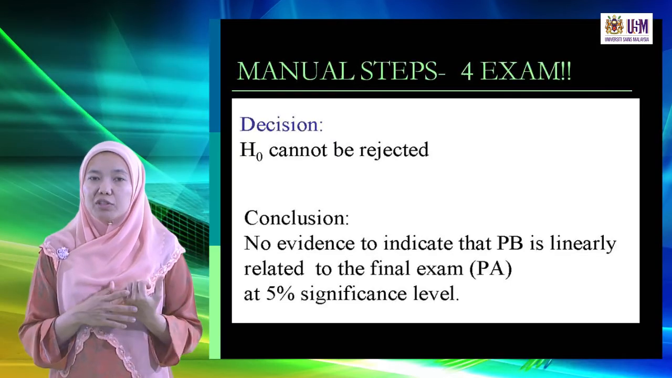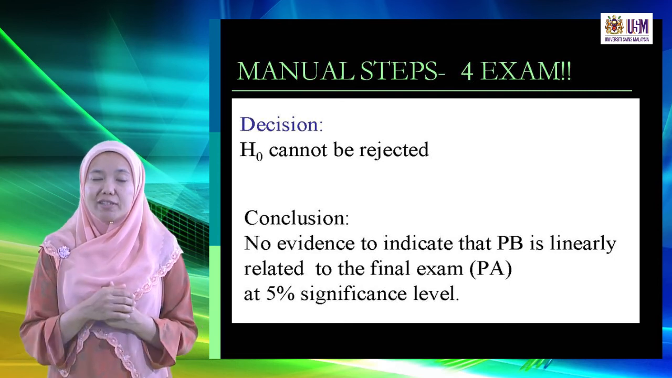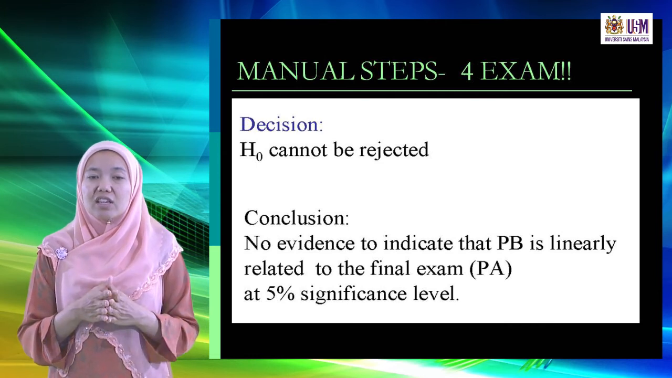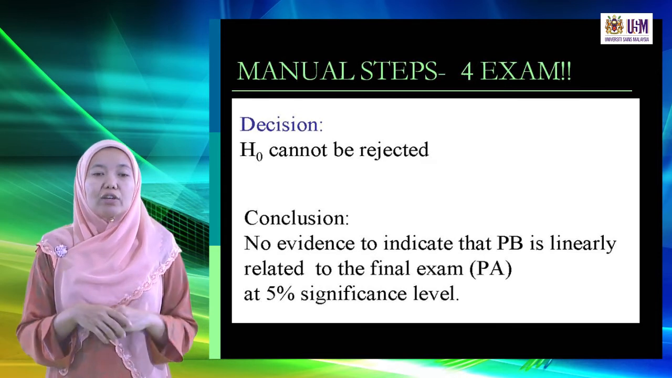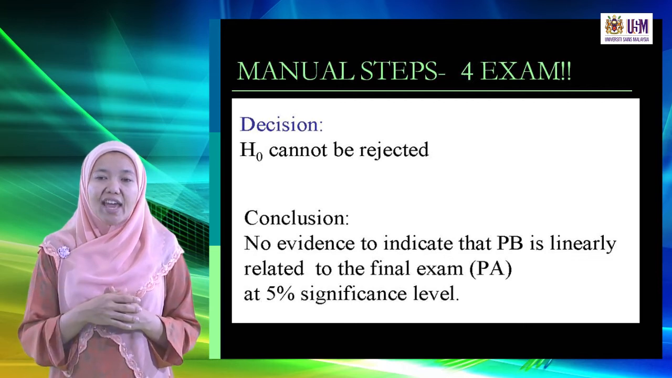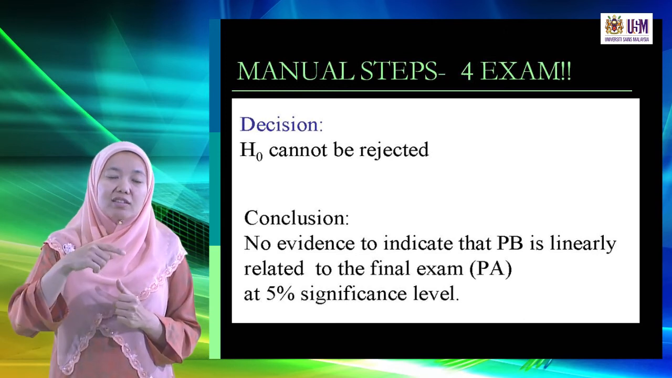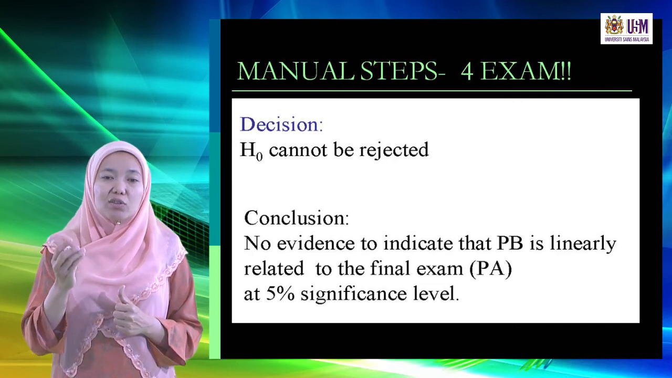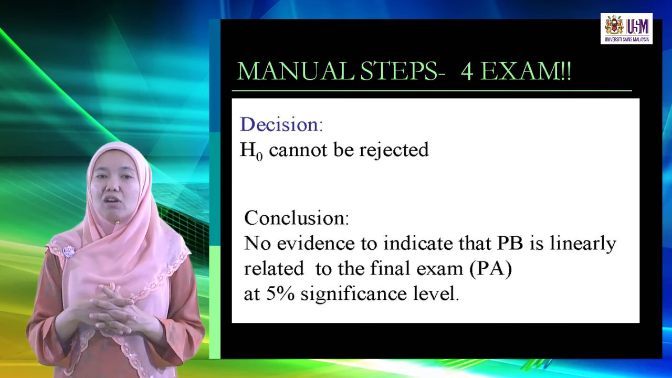Okay, we continue with the hypothesis testing. The decision is that you cannot reject your H0, because the test statistic is in the acceptance region. Because you do not reject H0, you can conclude that there is no evidence to indicate your x is linearly related to your y. In this case, pb is my x, the variable just now, while my y is the pa, in this case the final exam, at the 5% level of significance.